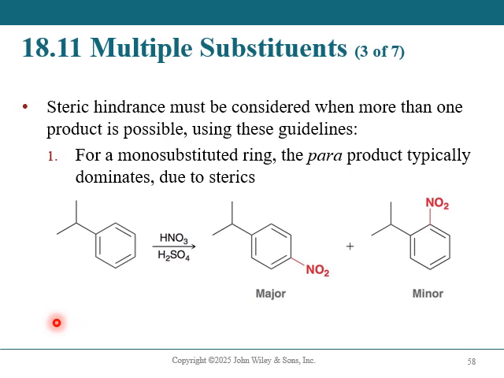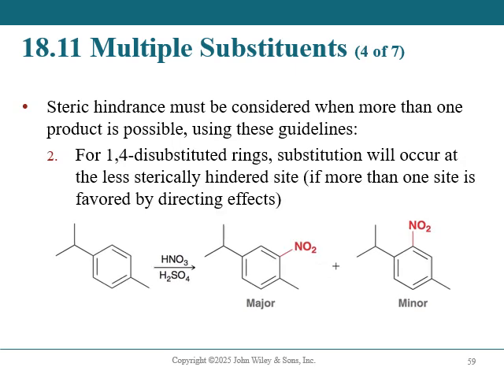Another important and practical aspect that we need to consider is steric hindrance. Steric hindrance must be considered when more than one product is possible, using some of the guidelines that we'll delineate here. For a monosubstituted ring, the para product is typically the one that dominates, simply because it's easier due to steric hindrance. It's easier to accommodate something in this position than in this position because of the large electron cloud we have hanging over here. For 1,4 disubstituted rings, substitution will occur at the less sterically hindered site if more than one site is favored by directing effect.